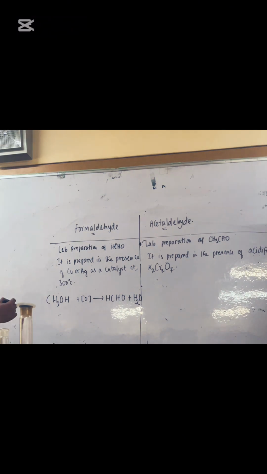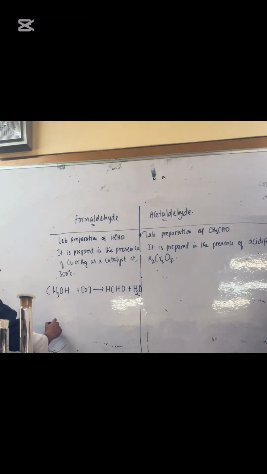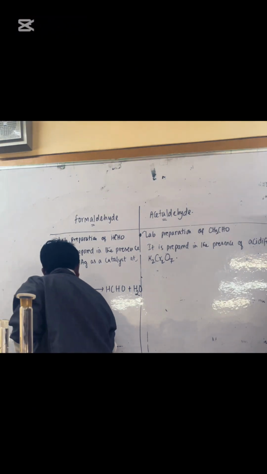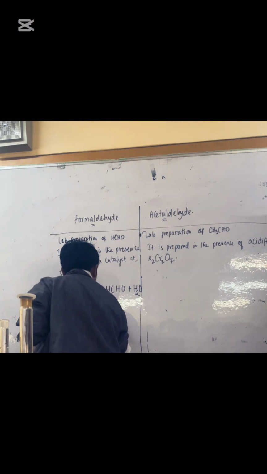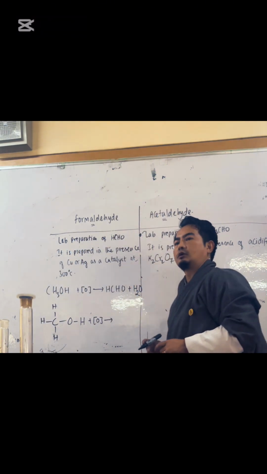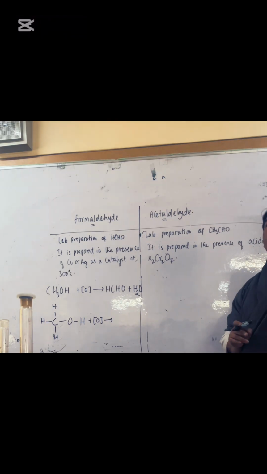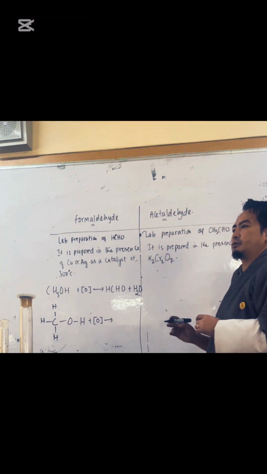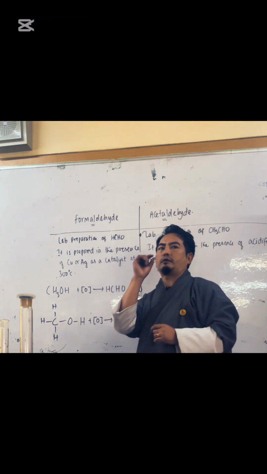So how does it happen? Let us see here. Look here, all of you. If I take this in the form of structure, I'm writing the structure of methanol. This is the structural formula of methanol. And then I'm going to react it with nascent oxygen. The oxygen molecule and nascent oxygen are two different things. Nascent oxygen is short-lived and unstable, but it has a strong oxidizing property.